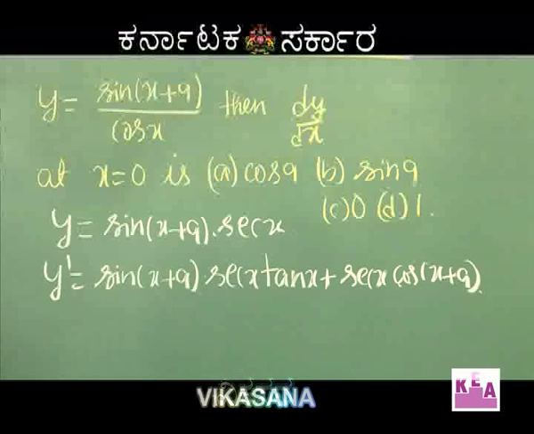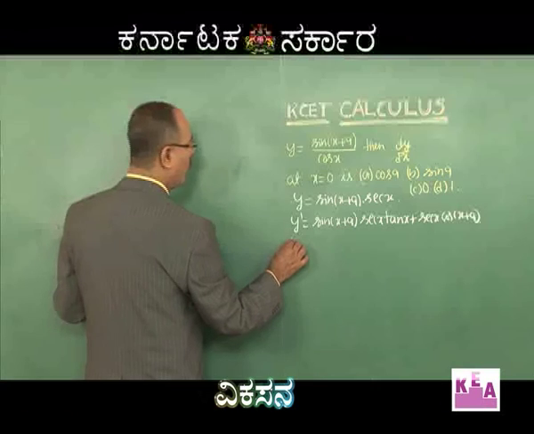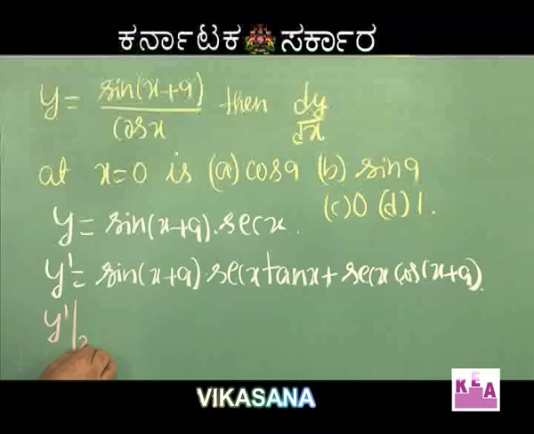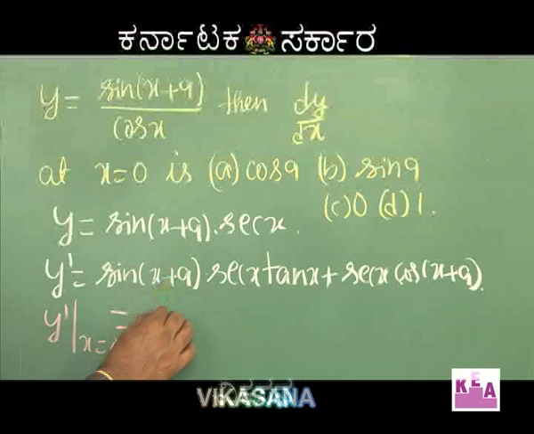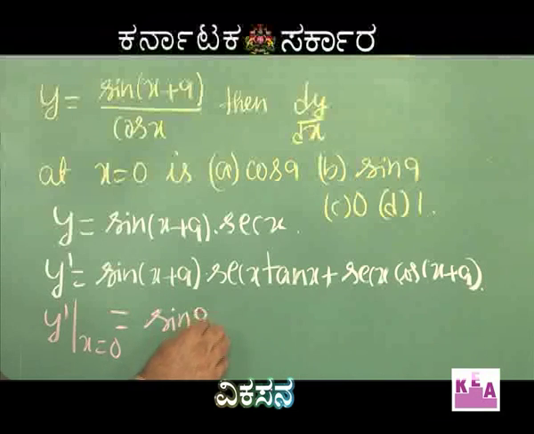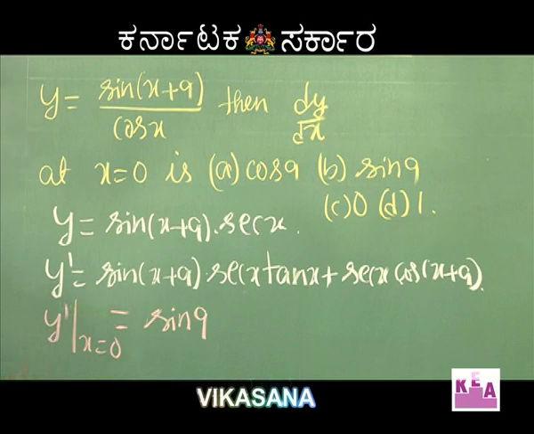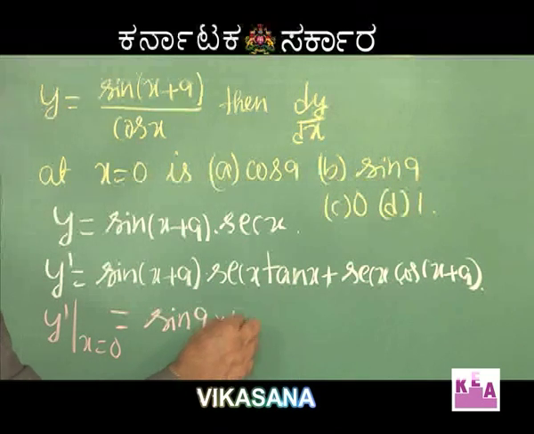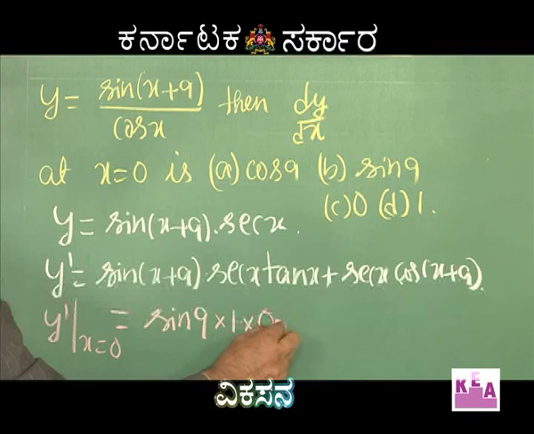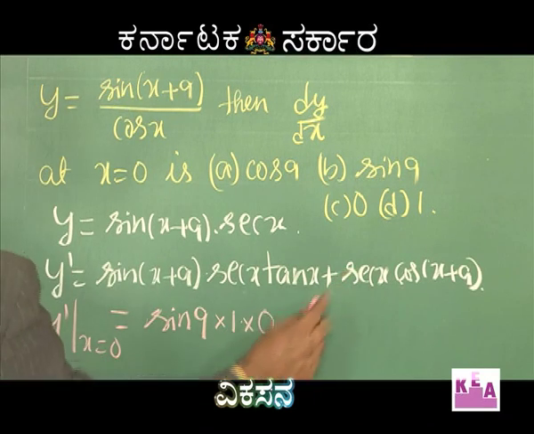Is that correct? Cos of x plus 9. Now, what is y dash of x at x is equal to 0? Therefore, y dash at x is equal to 0 is given by sine of 0 plus 9, we will get it as sine 9 into secant of 0 into tan of 0. Secant of 0 is 1, tan of 0 is 0, plus secant 0.